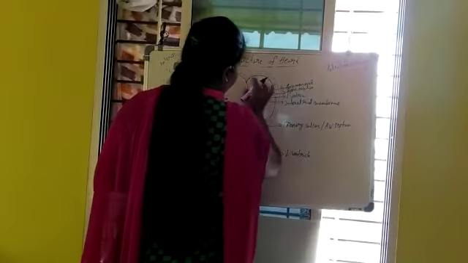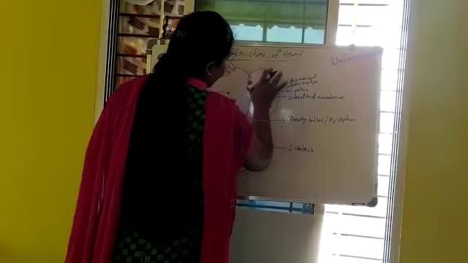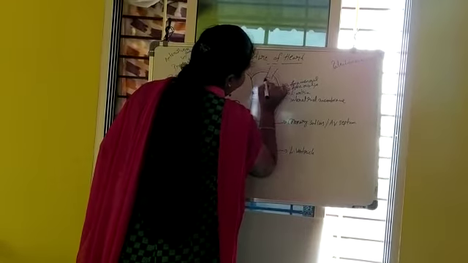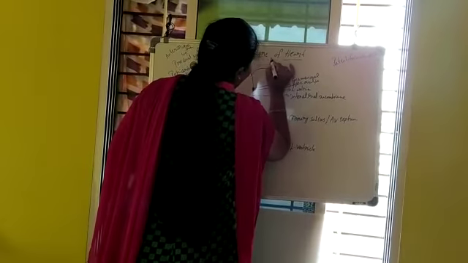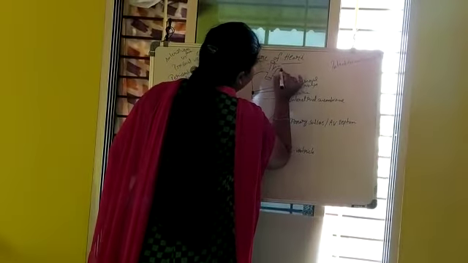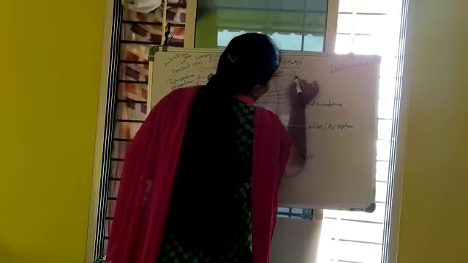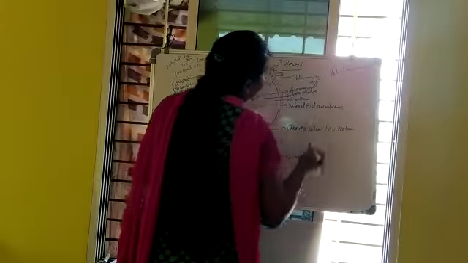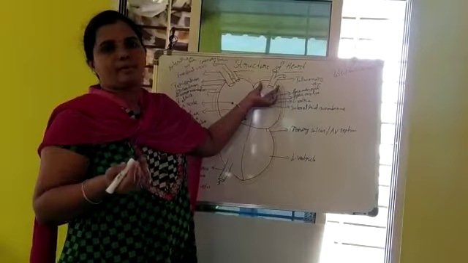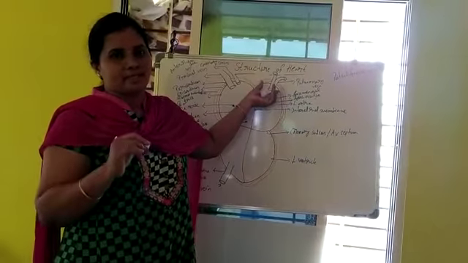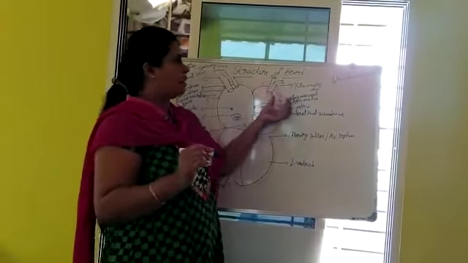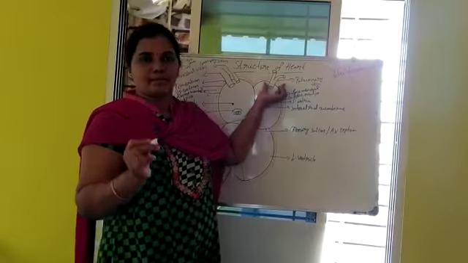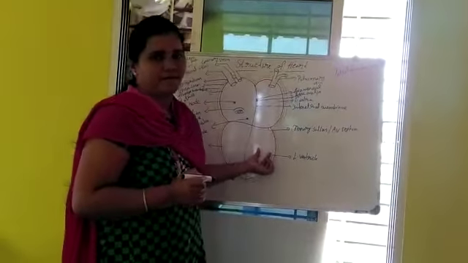Next, coming to the left atria. In this left atria, there is a pulmonary vein. Generally, what type of blood do veins bring? They bring deoxygenated blood, except the pulmonary vein. This pulmonary vein brings oxygenated blood from the lungs to the left atria.